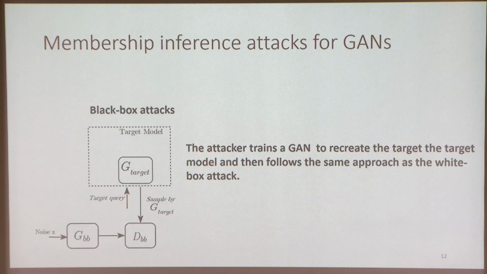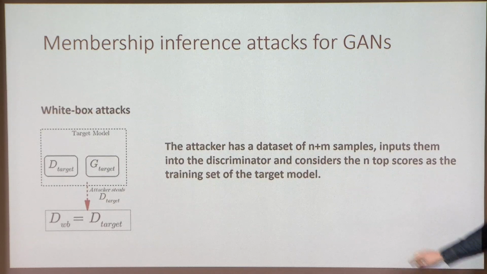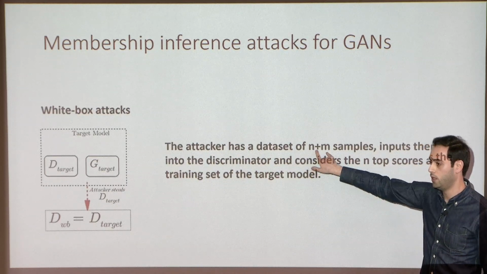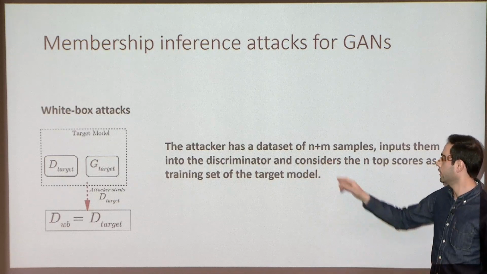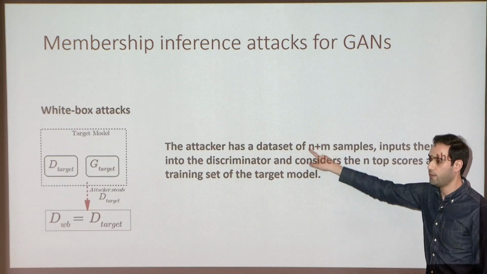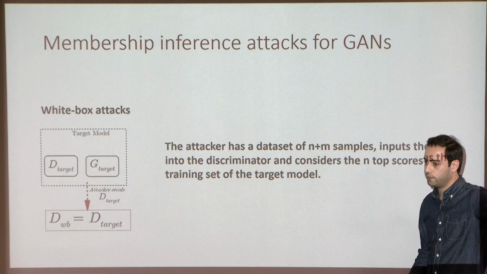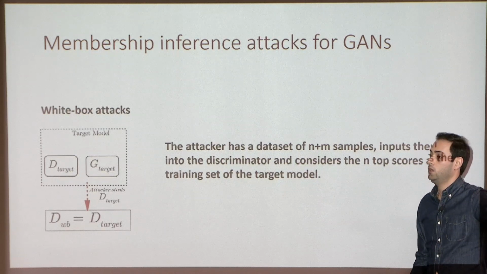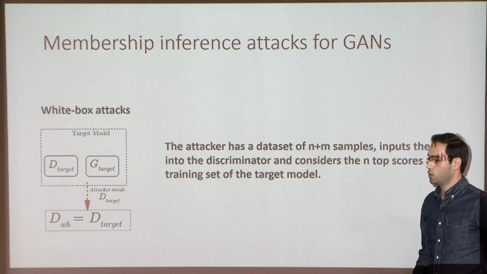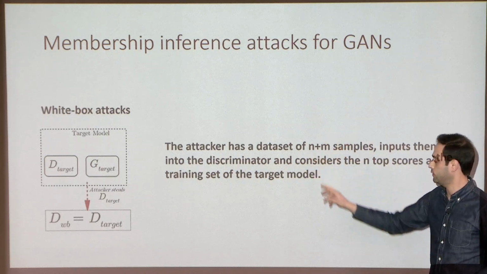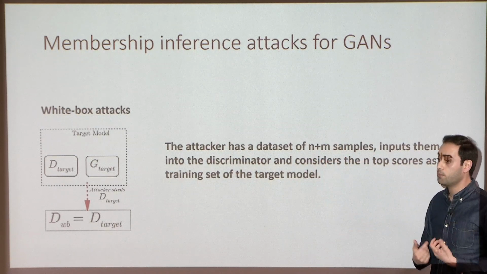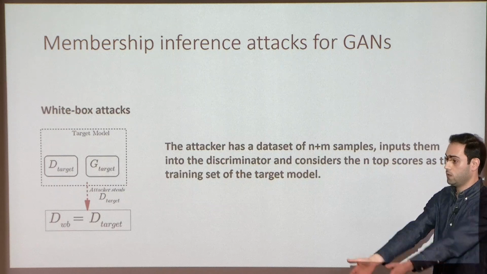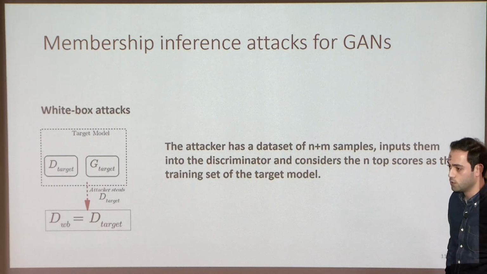Yeah. The way you do this is, again, you have n plus m samples, and you are trying to figure out what fraction of the n samples you can correctly identify as having been used in the training of the GAN. So this is basically what fraction of these true n samples I was able to identify as samples that were used in the training.